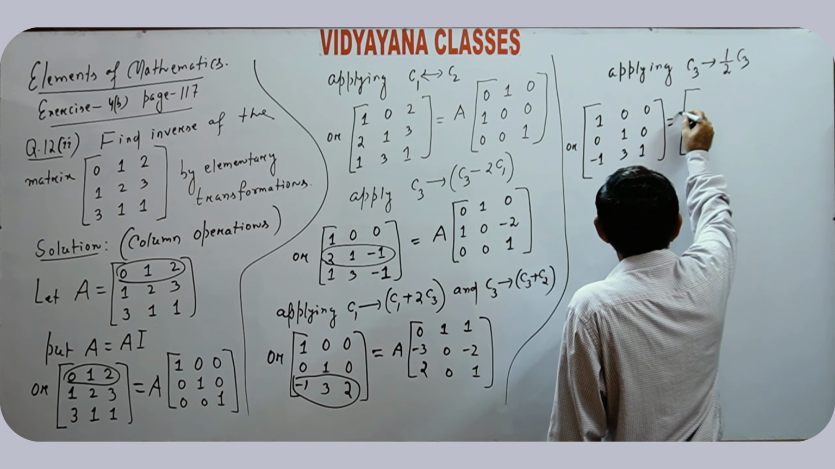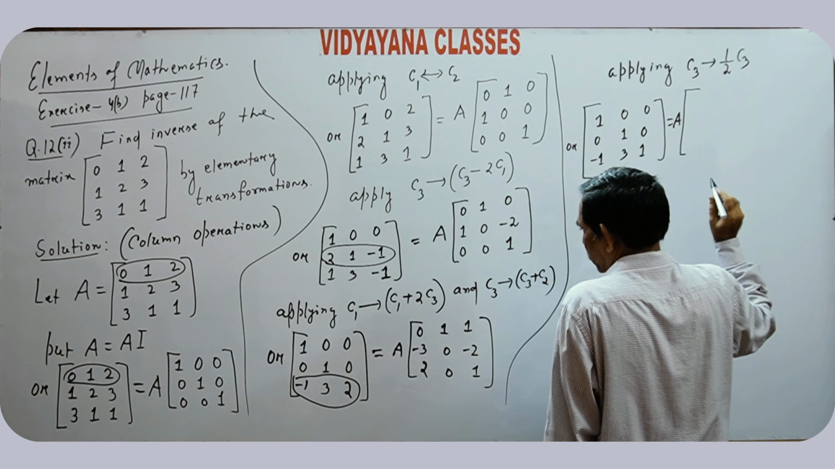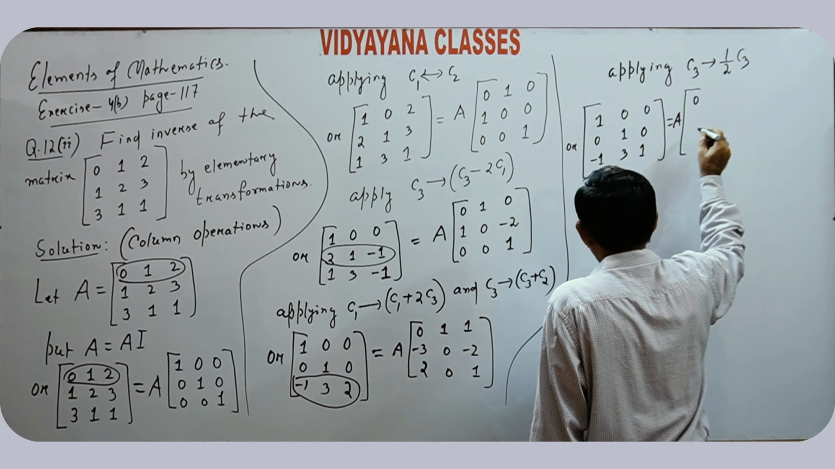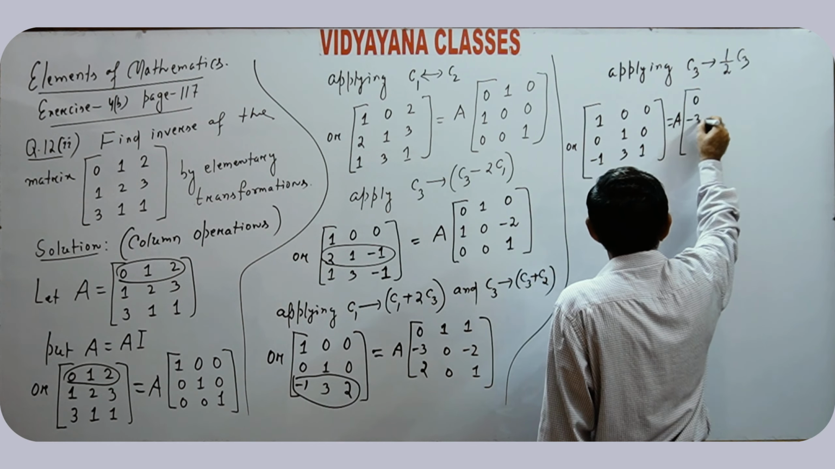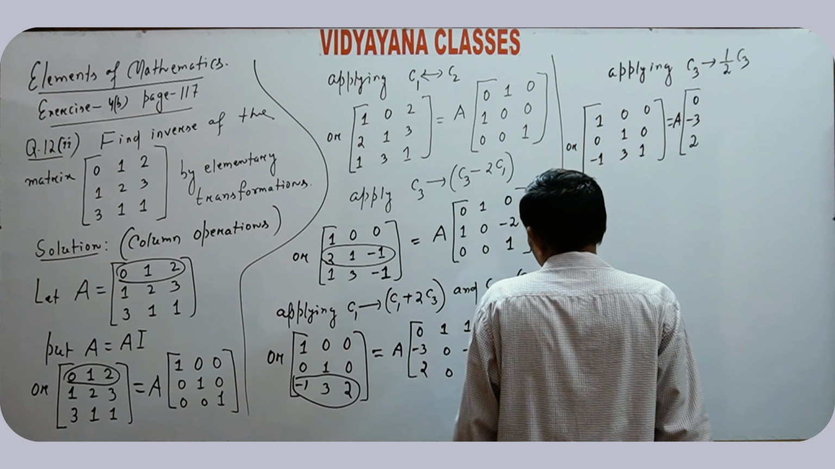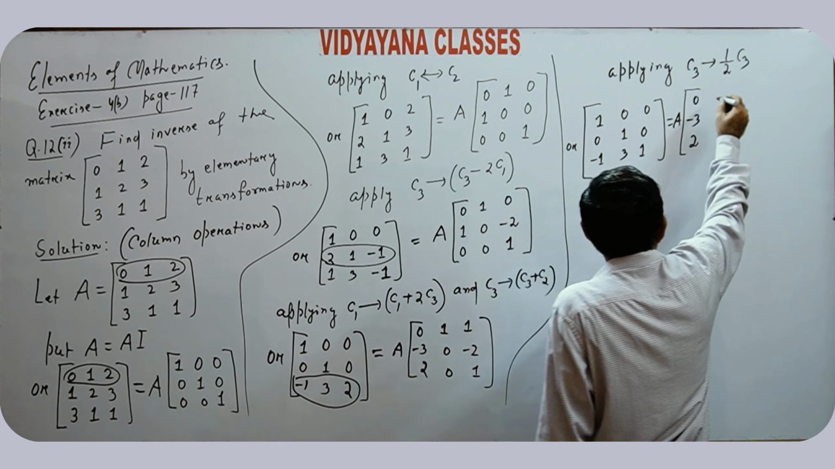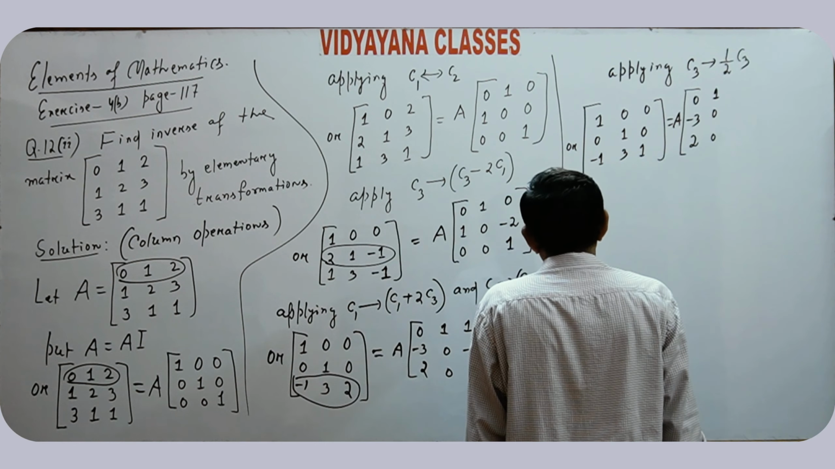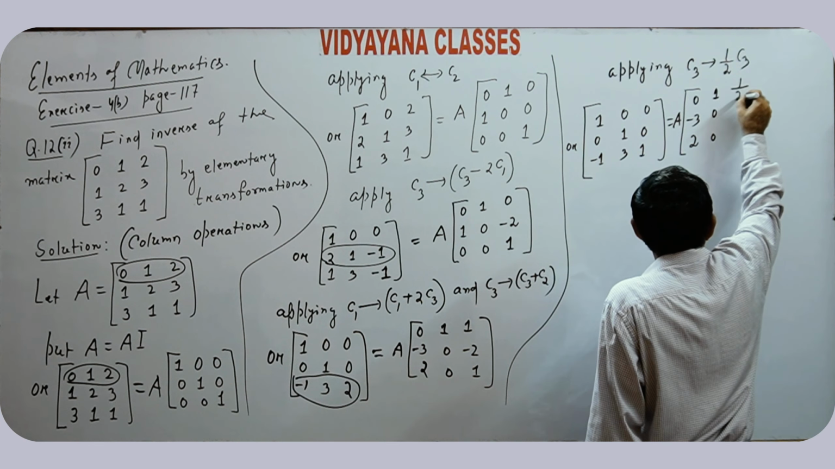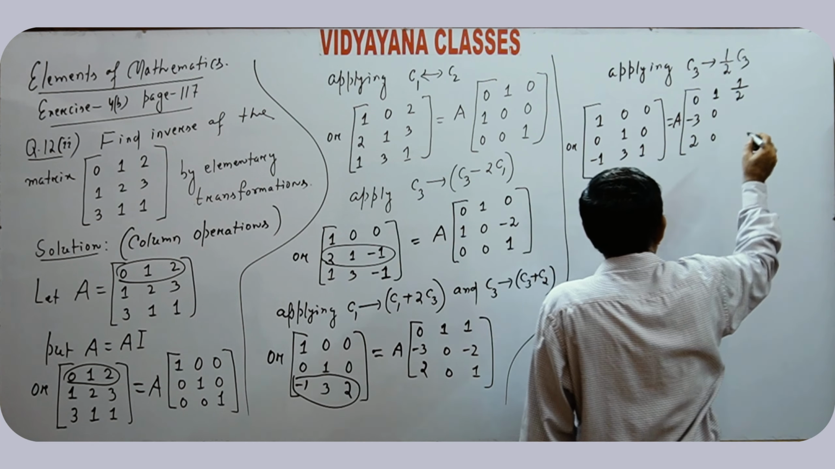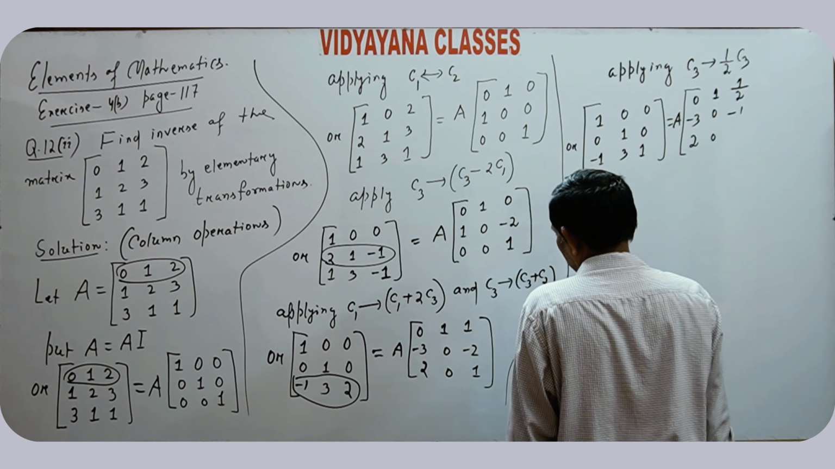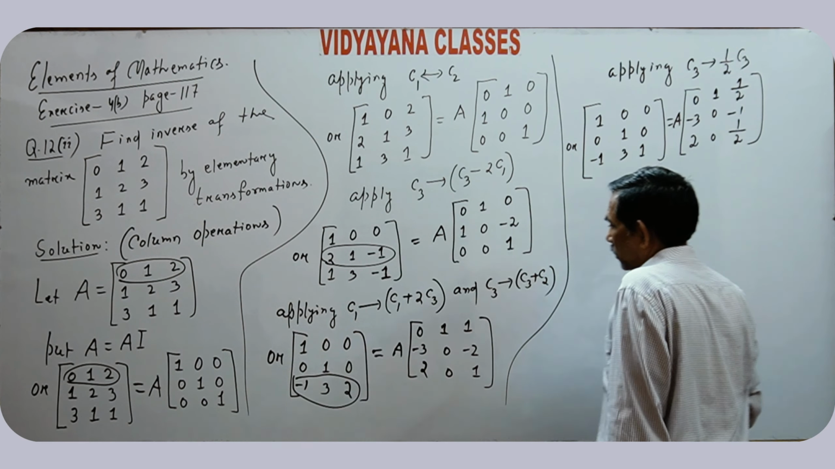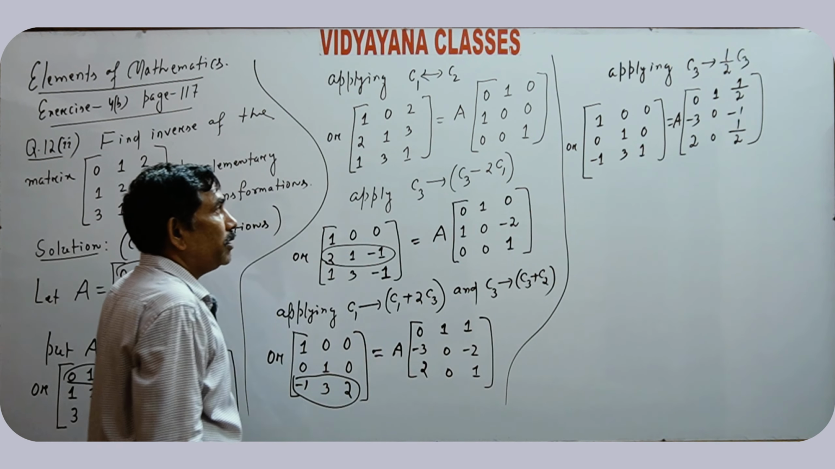In the right hand side, A into: no change of column 3, no change of column 1, 0, minus 3, 2, no change of column 2, 1 by 2, 1 by 2, minus 1 and a half. Column 3 is replaced by 1 by 2 column 3.